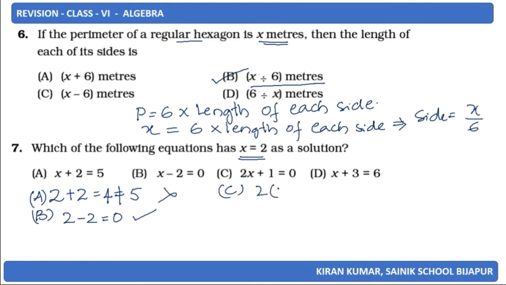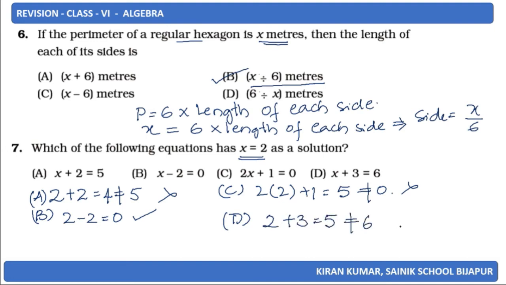Option C: 2 times 2 plus 1 is 5, which is not equal to 0. This is not correct. Option D: 2 plus 3 equals 5, which is not equal to 6. So only in option B do we have the value x equal to 2. So x equal to 2 is a solution for the equation x minus 2 equal to 0. The method which we have adopted is trial and error.